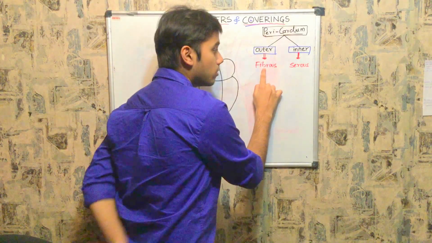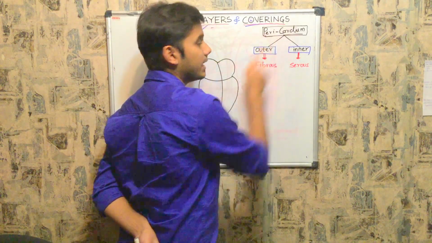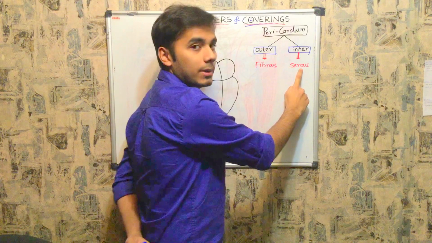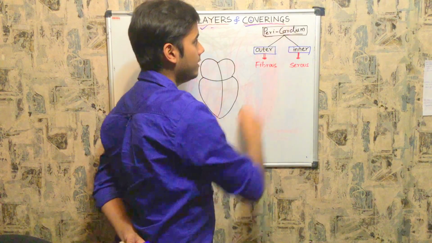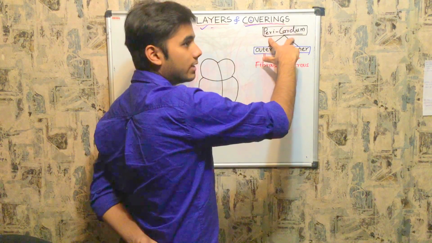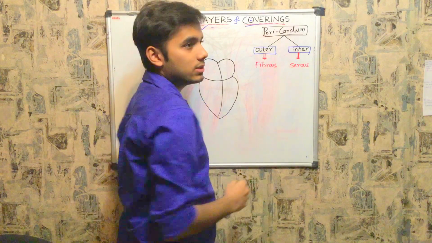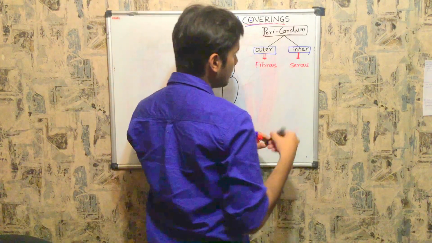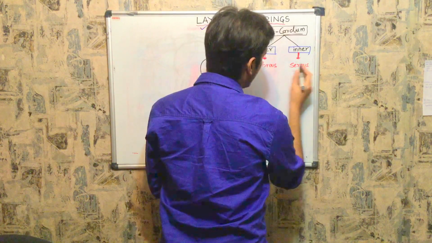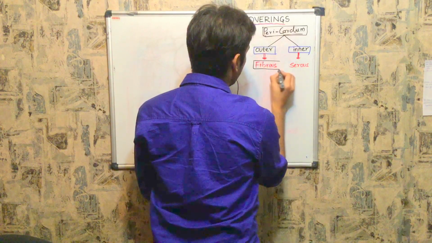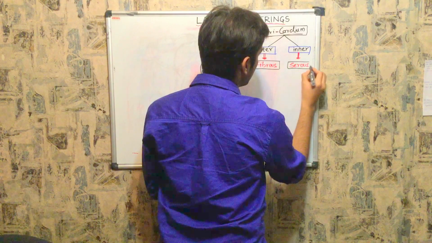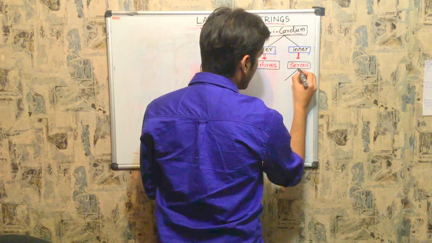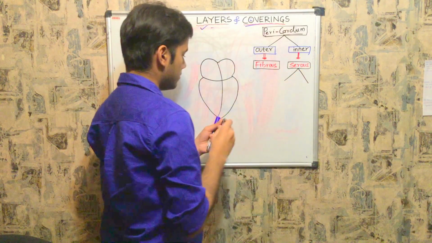So you can also call this fibrous part the fibrous pericardium and this inner part the serous pericardium, right? Pericardium comprises two parts: the fibrous pericardium and the serous pericardium. And in turn, this serous pericardium is again divided into two types. So let me highlight it. This is fibrous and this is your serous.